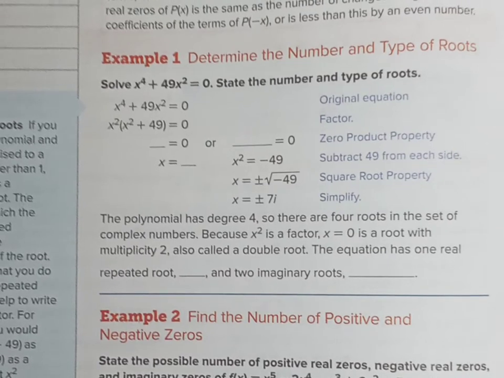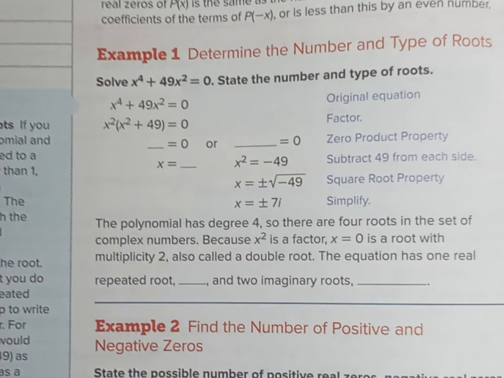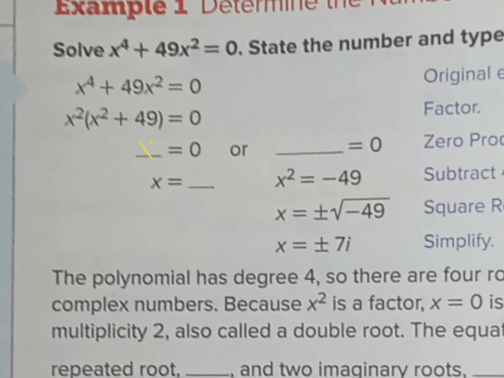So, example 1. Determine the number and type of the roots. Okay, so we have this polynomial set equal to 0. How many roots should we be looking for? 4. So once it's set equal to 0, if you can factor out something like we did here, x squared, then you can set the factors equal to 0. So then we're going to set x squared equal to 0, and then x squared plus 49 equals 0.